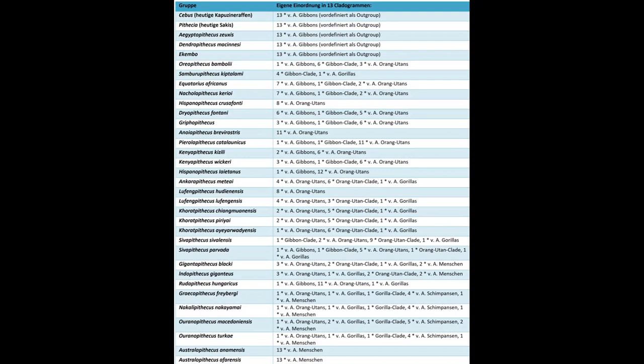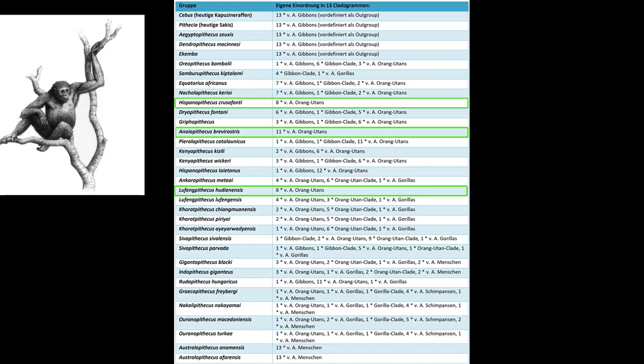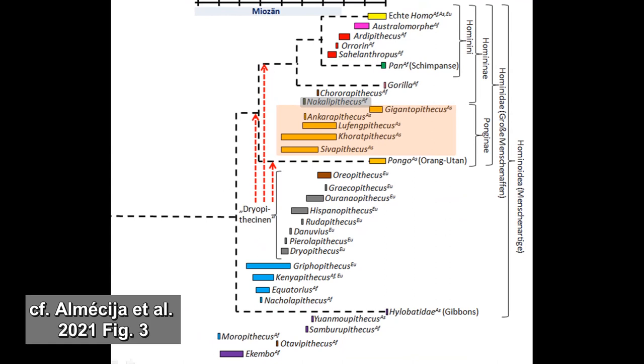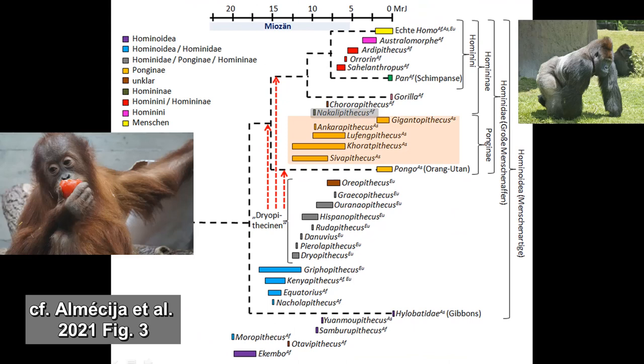Namely, 3 species of Hispanopithecus, Anoiapithecus, and Lufengpithecus can be placed before the split of the orangutans. In addition, Almécija and colleagues are not willing to classify the Miocene apes into a concrete evolutionary relationship at all, except for some species classified to the orangutan group and the species Nacholapithecus to the gorilla group.